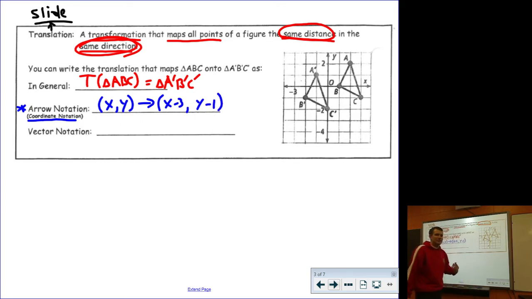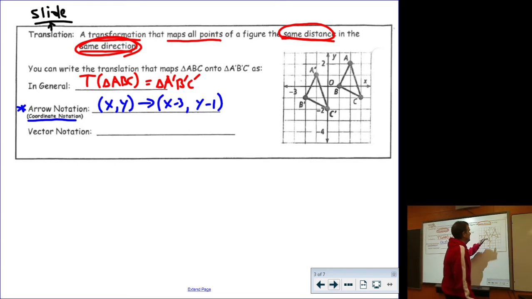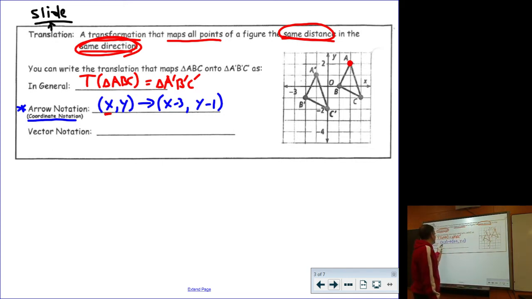So this arrow notation or coordinate notation tells us what happens to each coordinate in the triangle. Like if you started with point A, this tells you what happens to the x value. The new x value of point A is the old x value minus 3. And the new y value is the old y value minus 1. I'll get back to that in a minute.